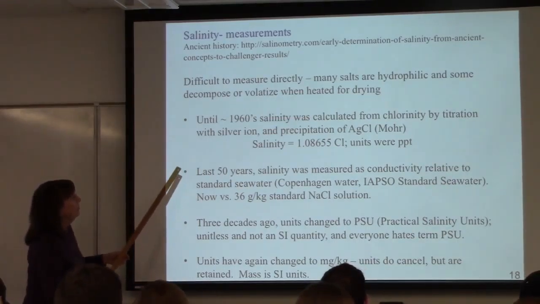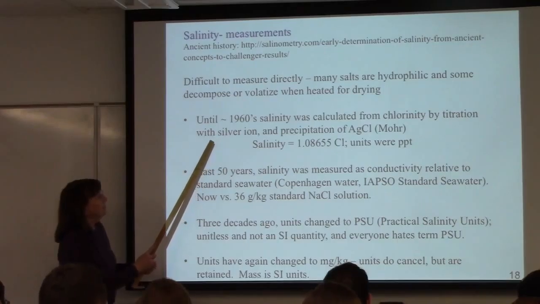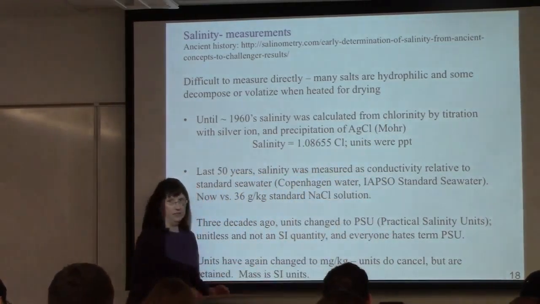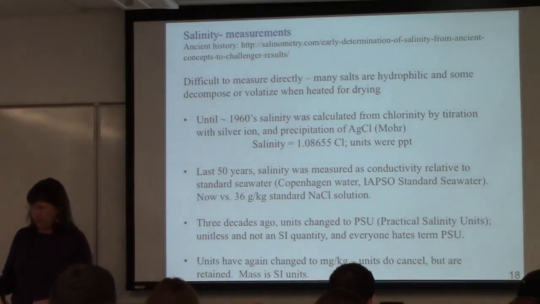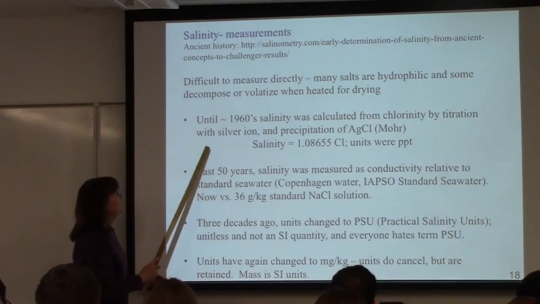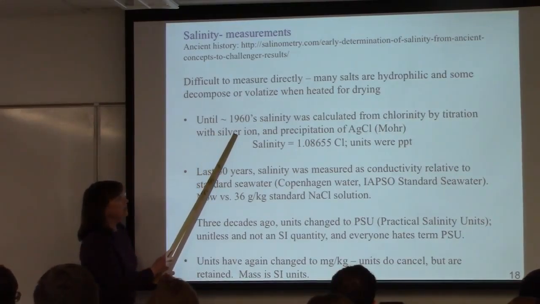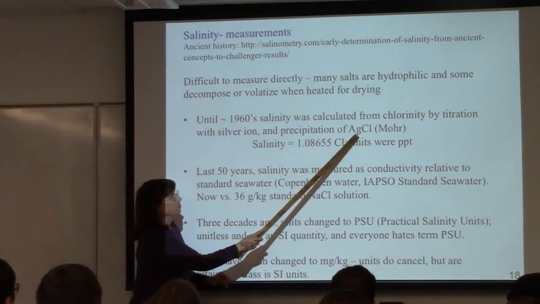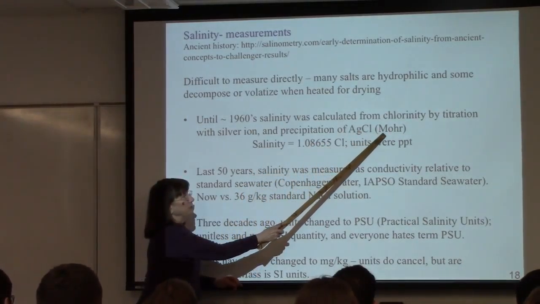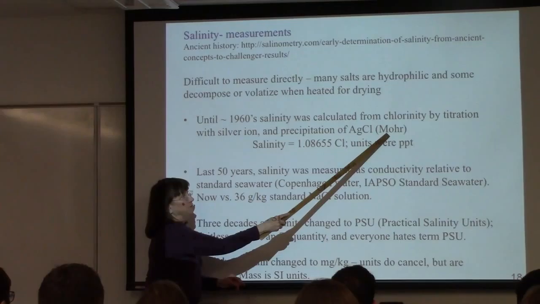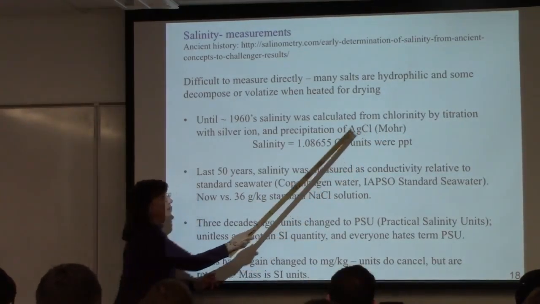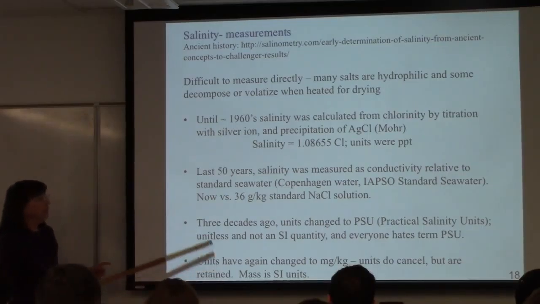So what they did up until the 60s is they titrated the chlorinity, that's the chloride ion, because remember, sodium chloride dominates salt in the ocean, with silver nitrate, and they precipitated silver chloride and calculated salinity, and this is based on the chemist who developed this in the 1860s. So it was based on a precipitate of silver chloride.